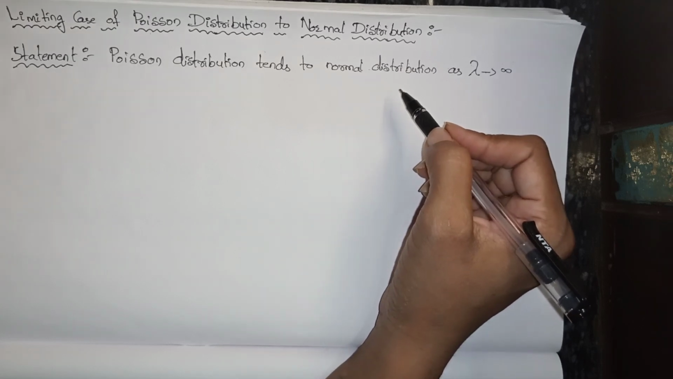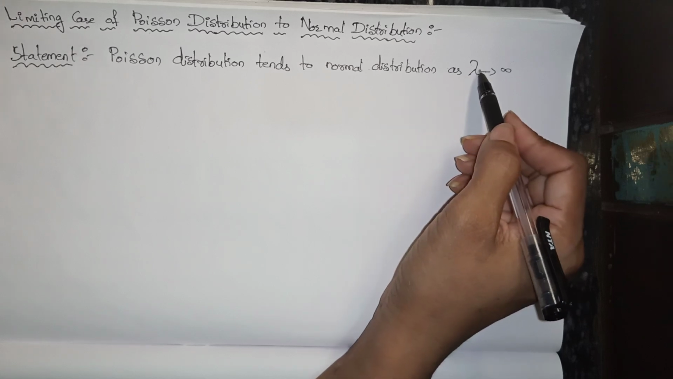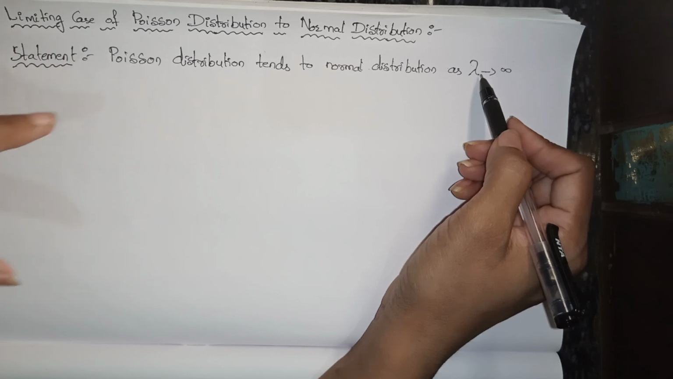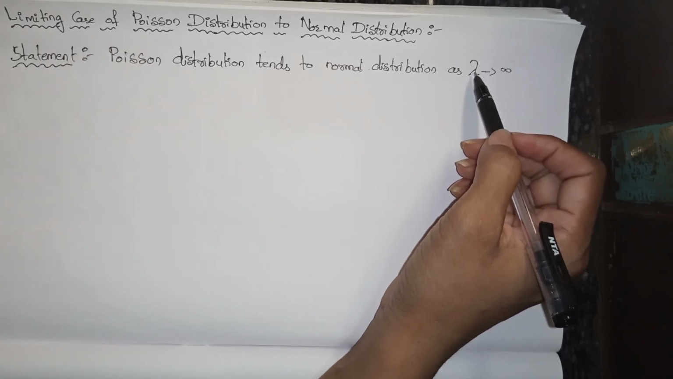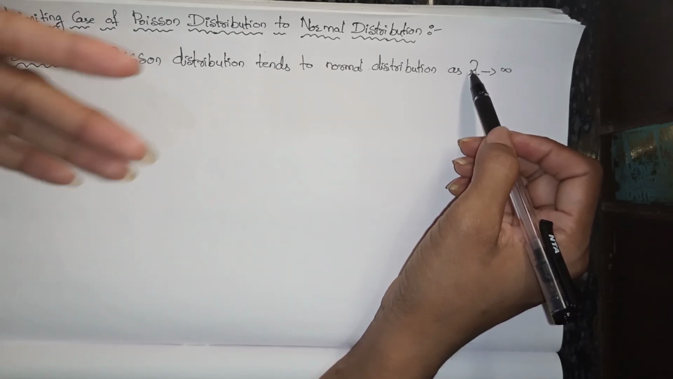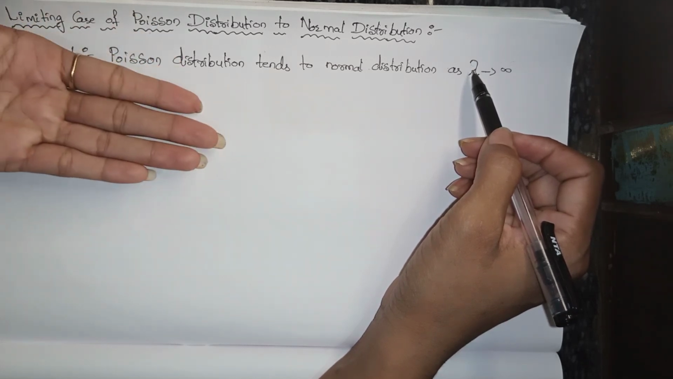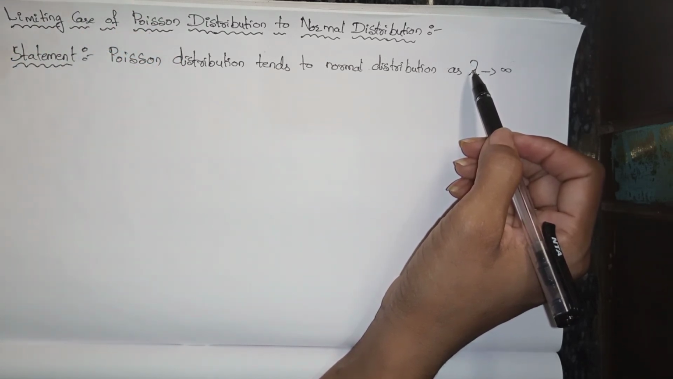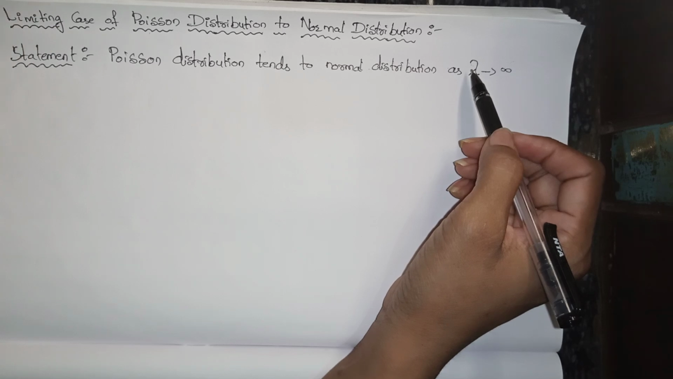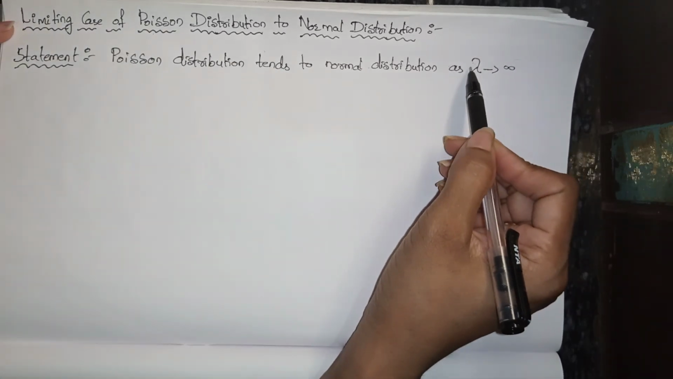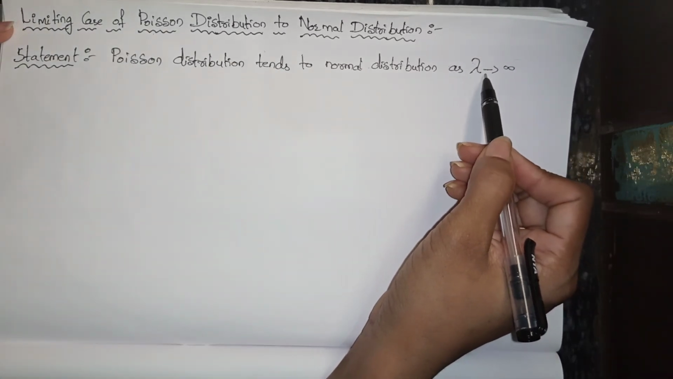Previously in binomial distribution we learned about n tends to infinity. So here lambda tends to infinity. Why? Because in Poisson distribution we have only one parameter, that is lambda. So if lambda tends to infinity, that automatically turns to normal distribution. Whereas in binomial distribution we have two parameters, n and p, so n tends to infinity, and the binomial will automatically turn to normal distribution. That's why here, with only one parameter, we have written lambda tends to infinity.